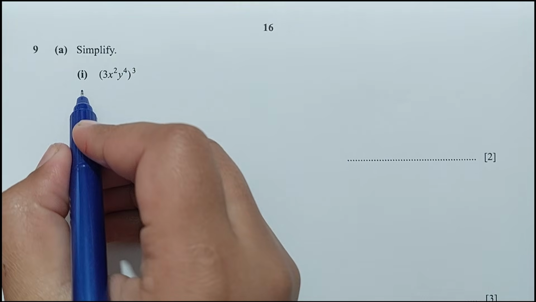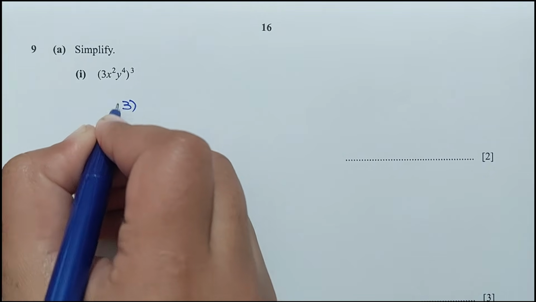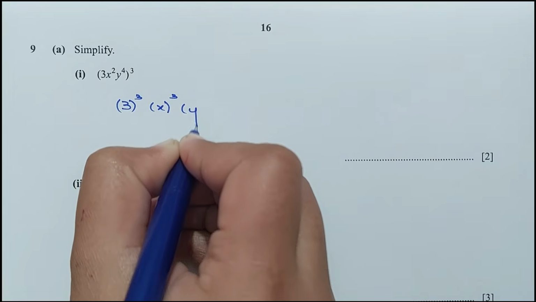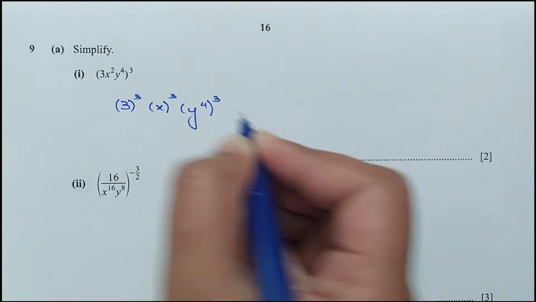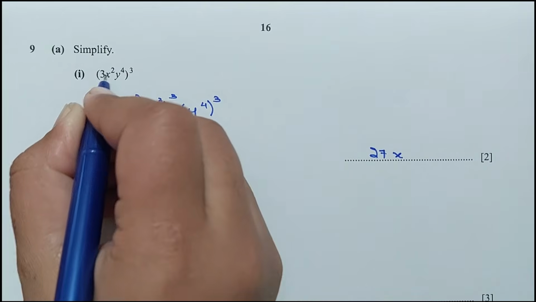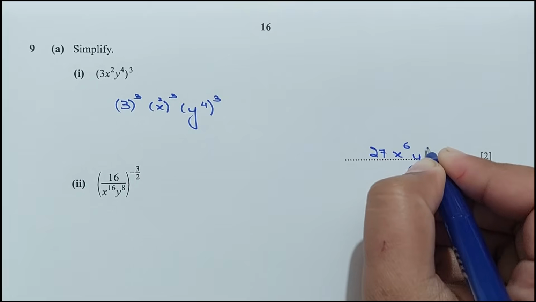Question number 9, part A, simplify number 1. Okay, so this is 3 cube x square, its cube, y to the power 4, its cube. 3 cube is 27, x square, 2 times 3 would be 6, and y 3 times 4 is 12.